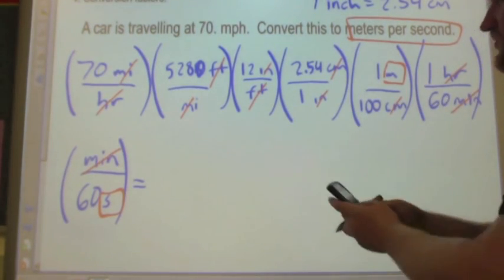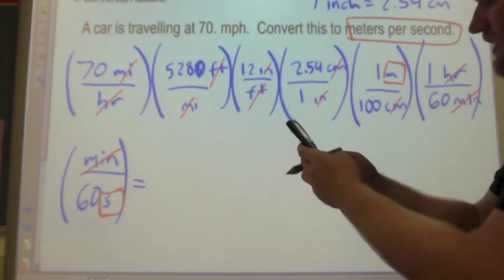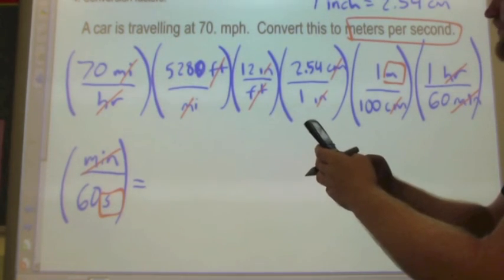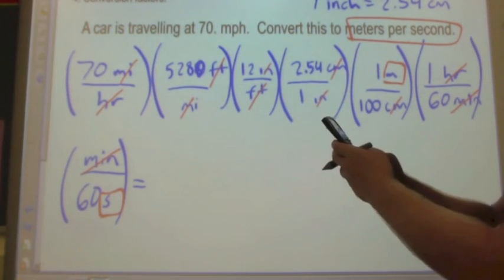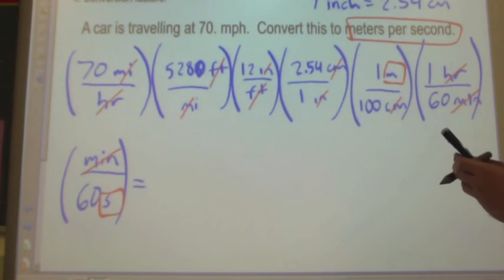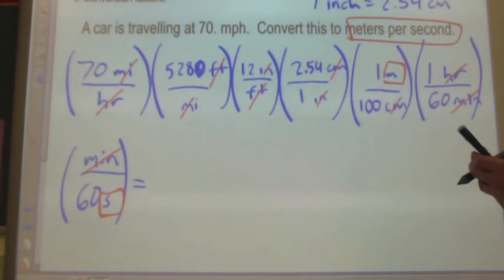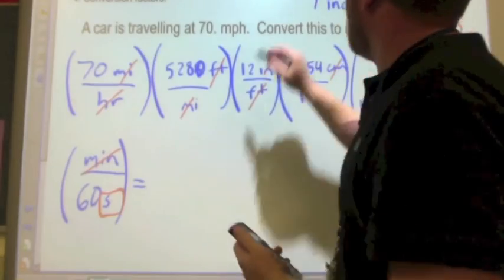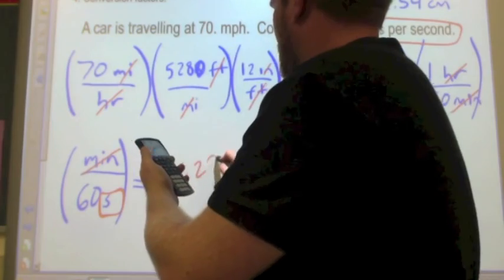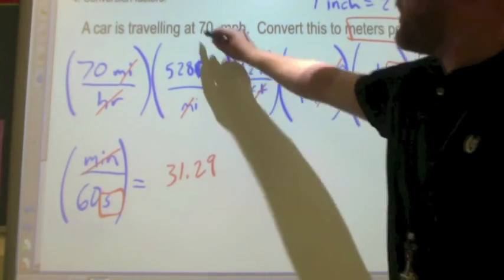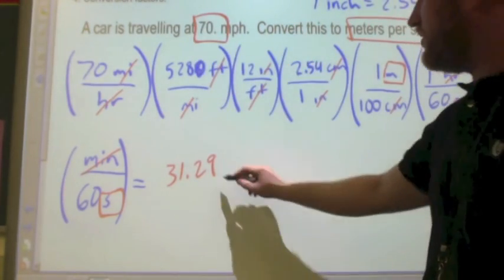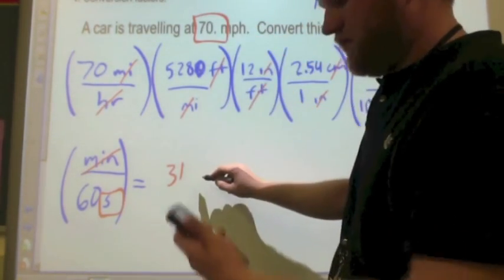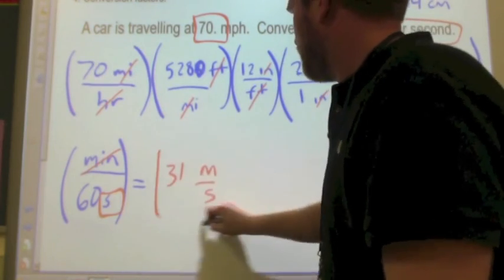And I'll try to go more slowly this time so we don't mess up again. 70 times 5280 times 12 times 2.54 divided by 100 divided by 60 divided by 60 gives me 31.29. Let's look at sig figs. 70 miles per hour, 2 sig figs. These can just be easily cut off. 31 meters per second.